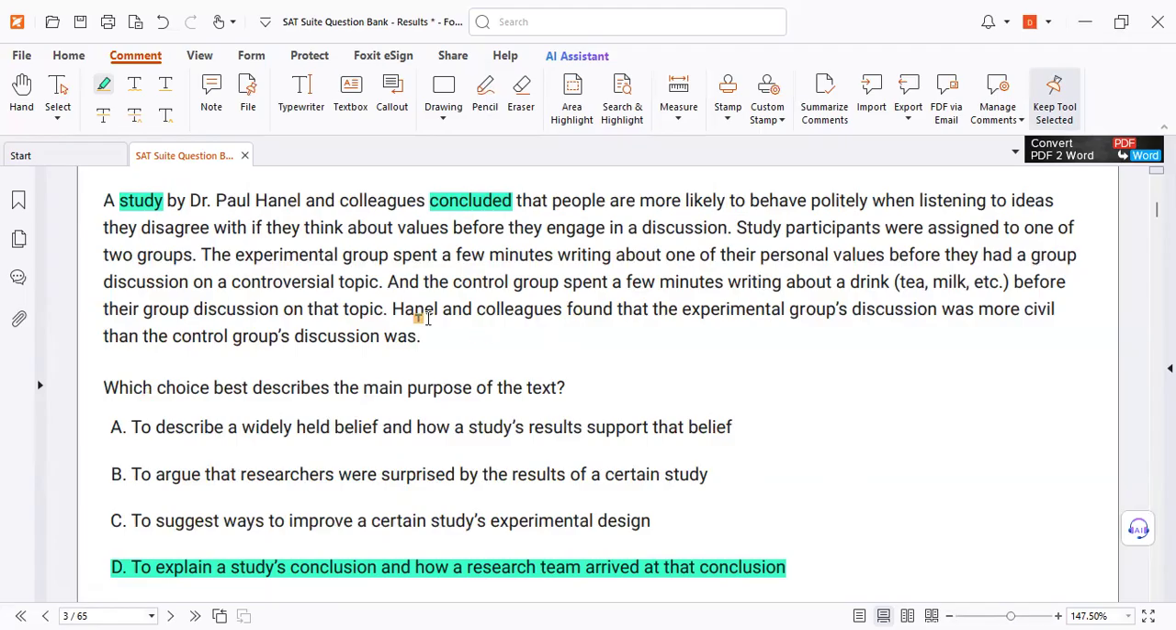Imagine, look, Hannon and the colleagues found that. How they arrived at the conclusion, the experimental group's discussion was more. If you said letter B, it means we are arguing, but we don't argue. We don't discuss that. Researchers were surprised by the results. What is the information about surprising? Not all the text is about surprising. So it's letter D. Let's try again.